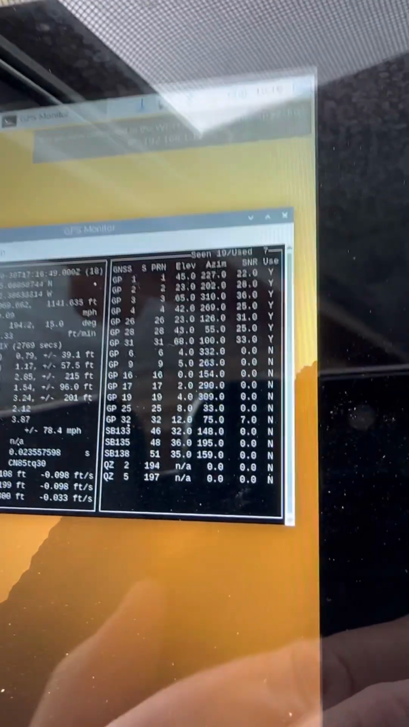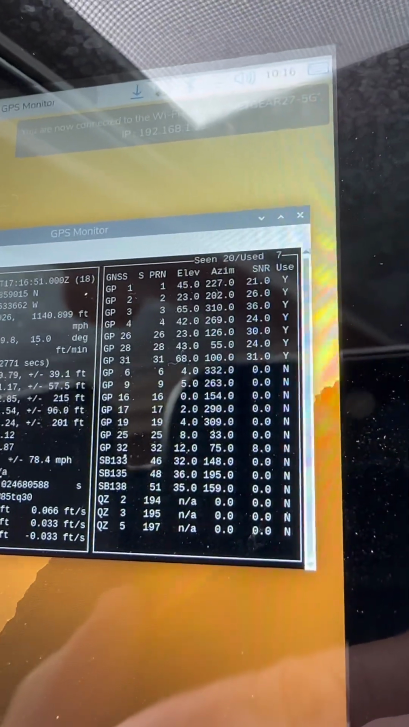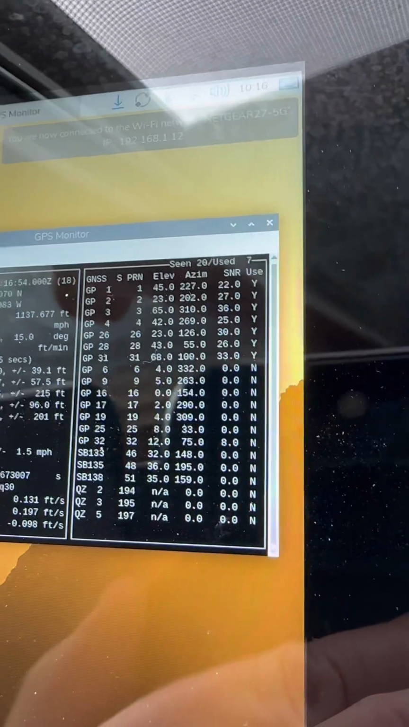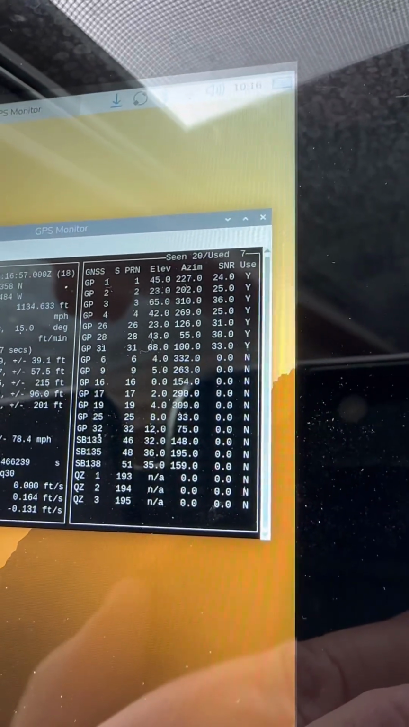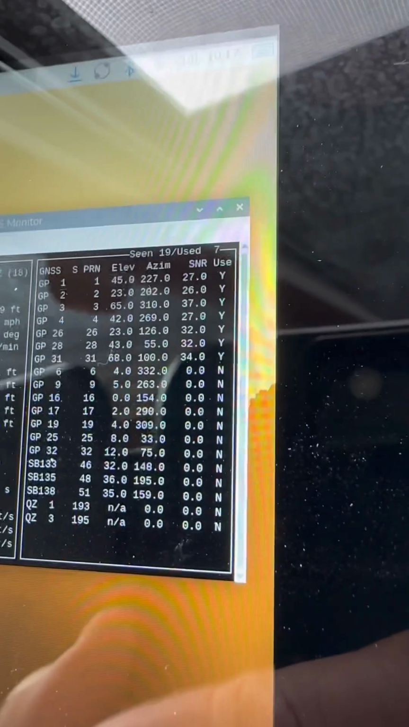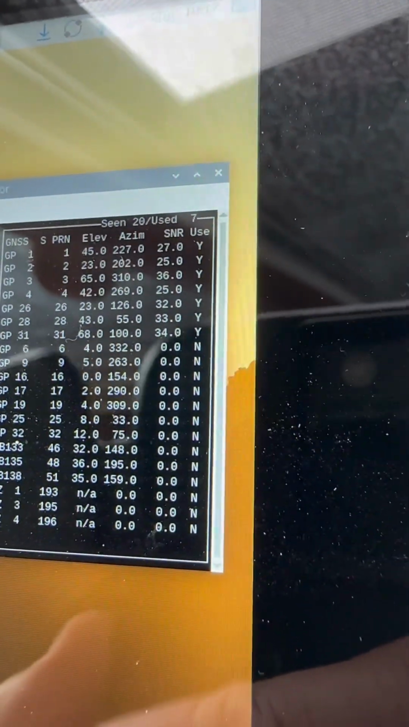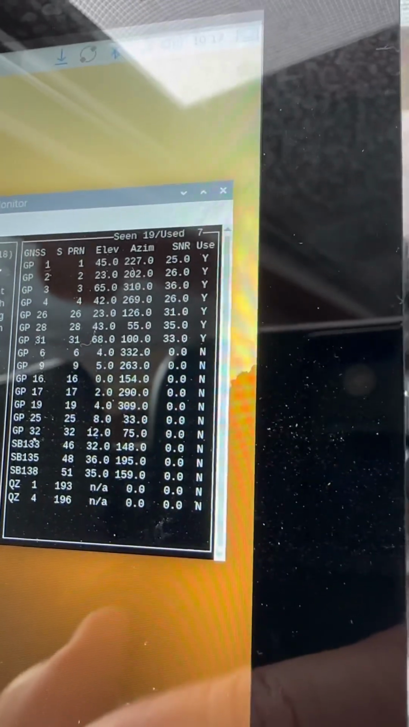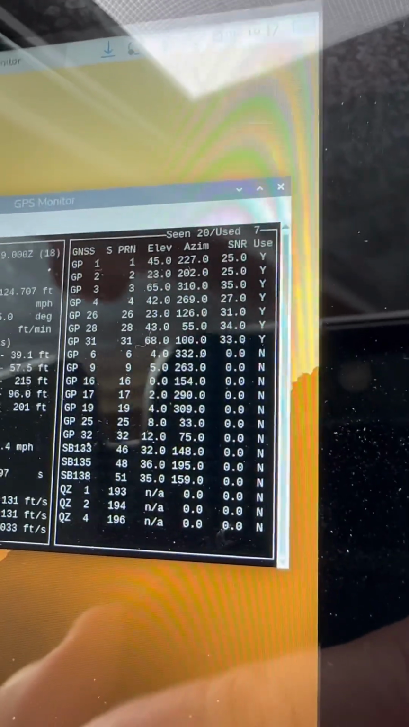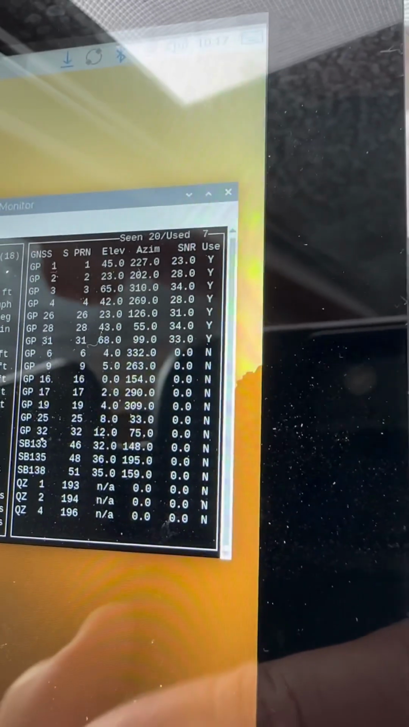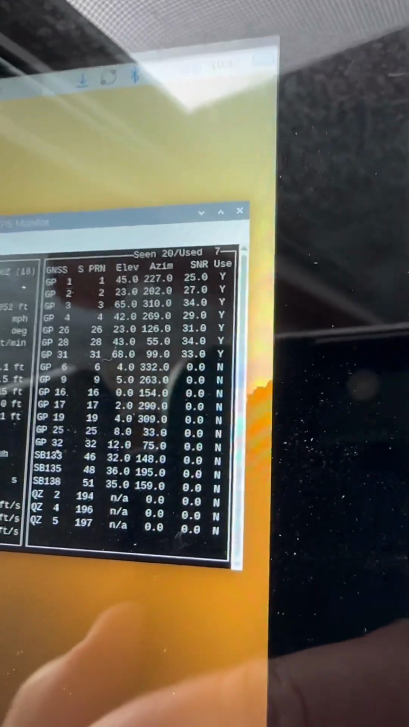The application here shows we've got about 20-some seen satellites. Out of those, 7 are being used. The use column is the far right here, yes. When we first turn it on, we need a signal to noise ratio of 30 or greater. After that, signal to noise ratios down in the teens will be seen used.